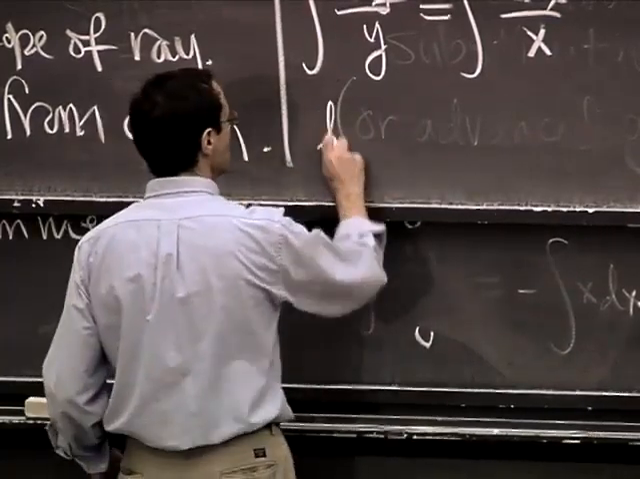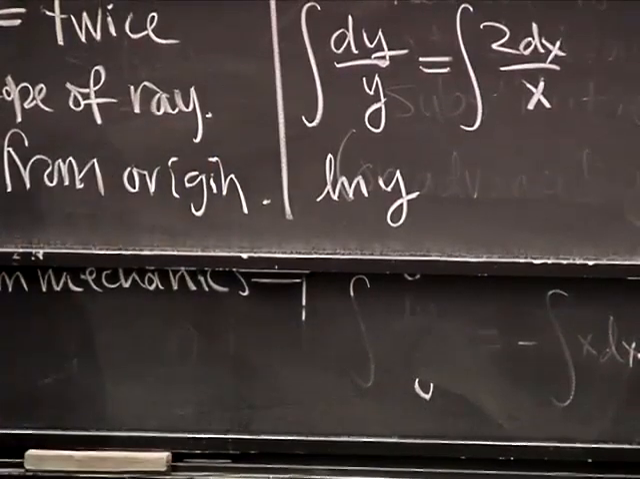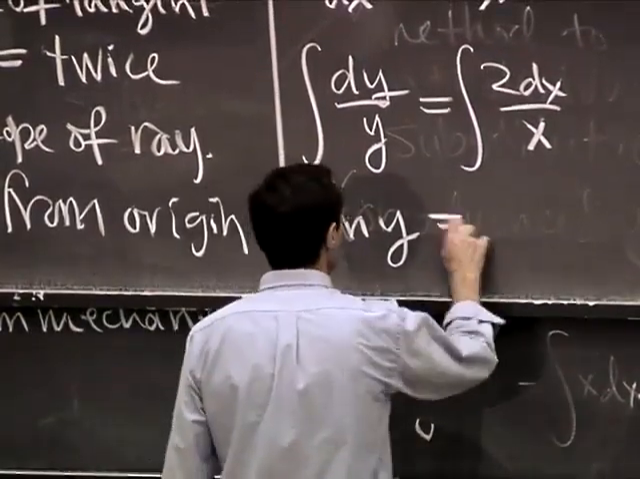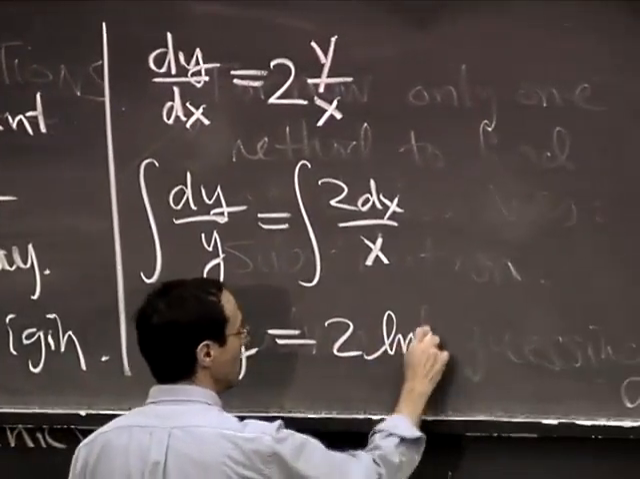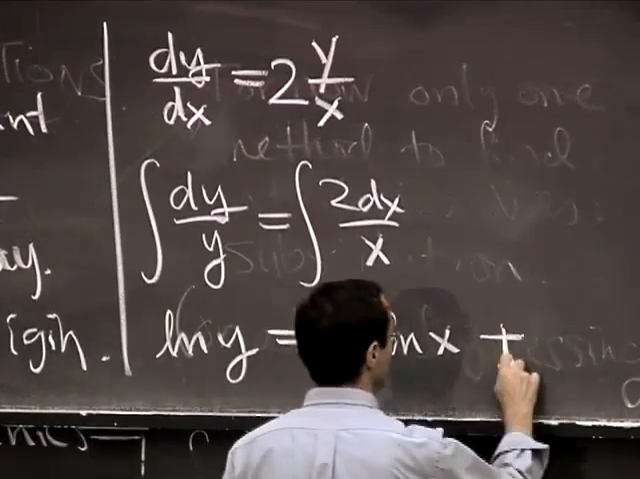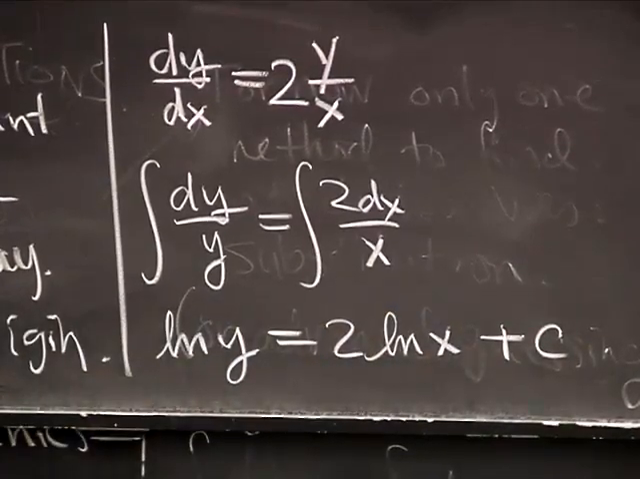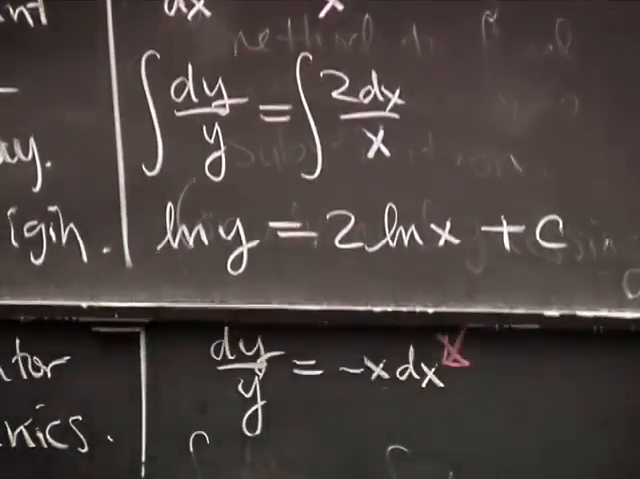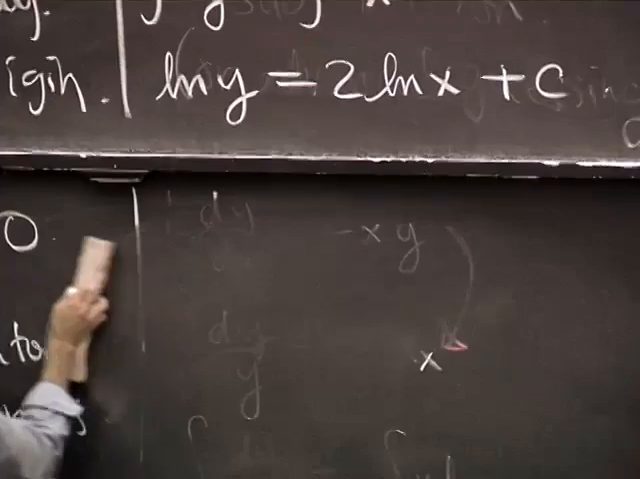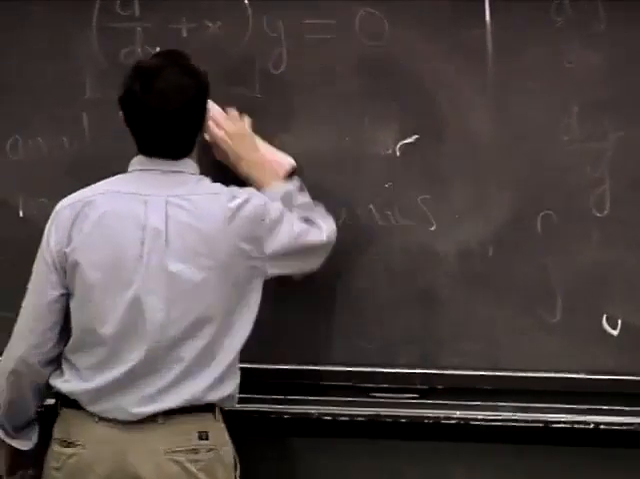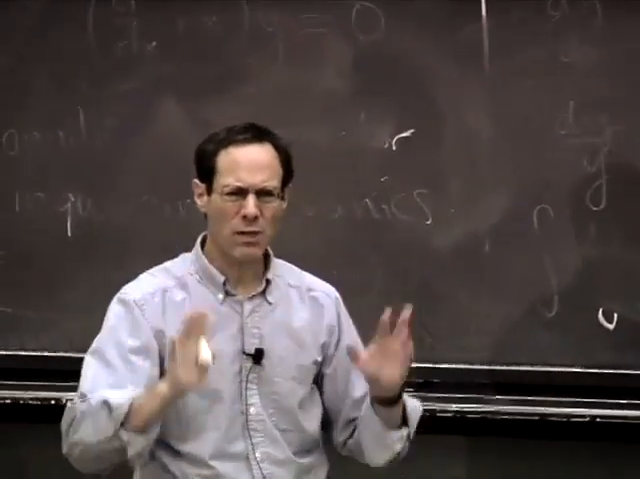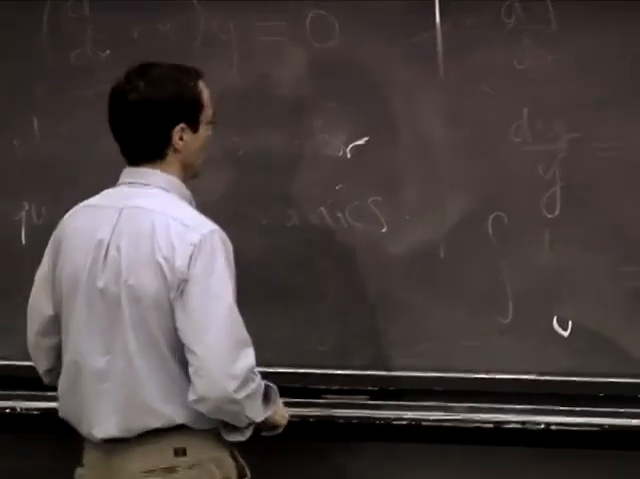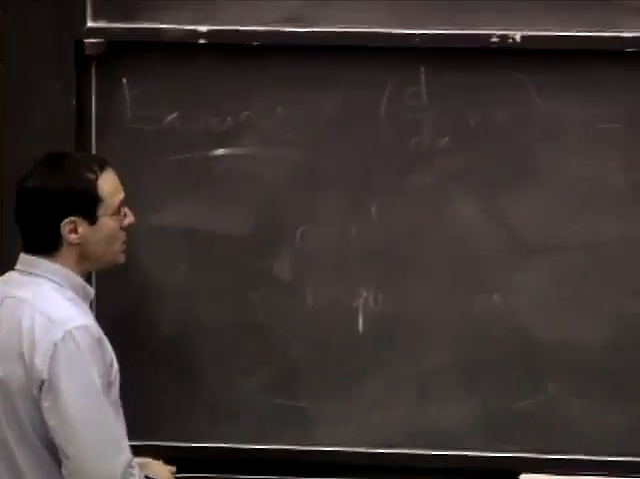on the left-hand side, I have the logarithm of y. On the right-hand side, I have twice the logarithm of x plus a constant. So let's see what happens to this example. This is an implicit equation, and of course we have the problems of the plus and minus signs, which I'm not going to worry about until later. So let's exponentiate and see what happens.